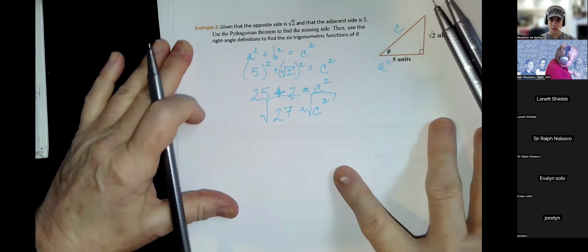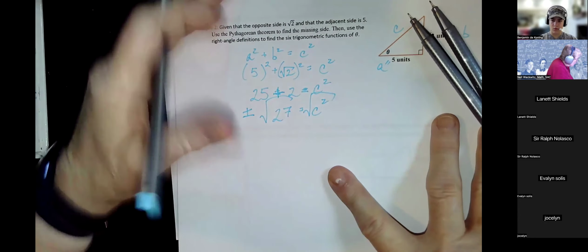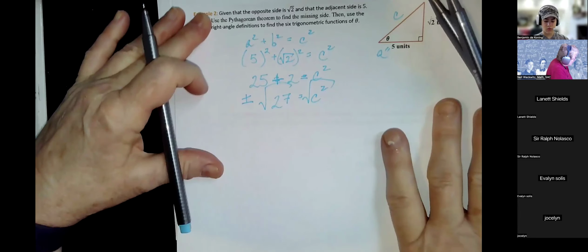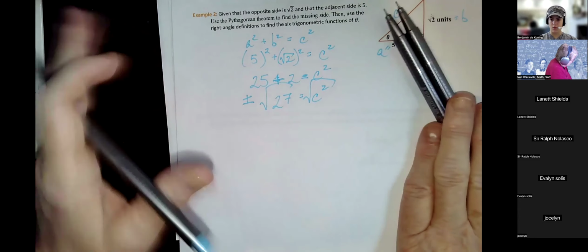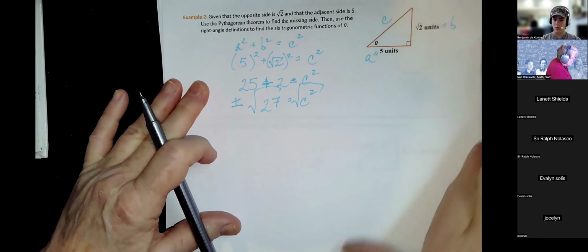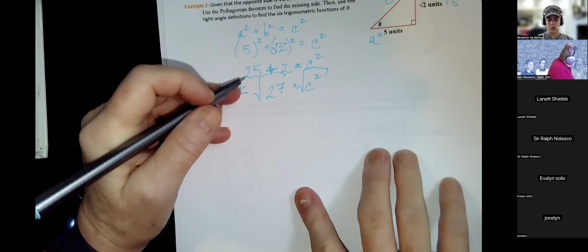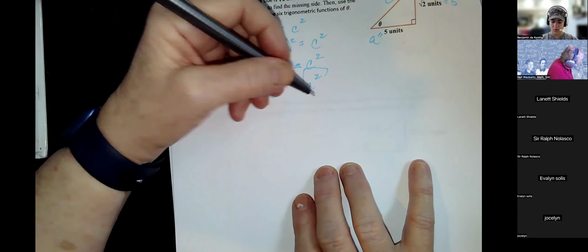Obviously, we've got to take the square root of both sides. And just like before, I want you always at this step to put a plus or minus. At the next step, you can say, but these are physical measurements, and the plus or minus goes away. But it will come back. So always do that. Now, that means we've got the square root of 27 equals C.